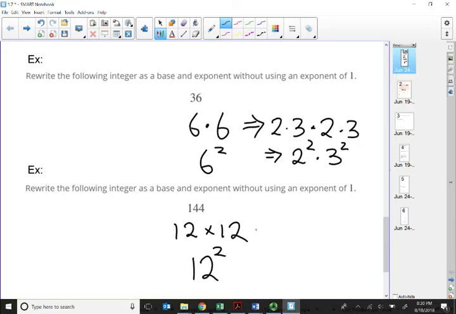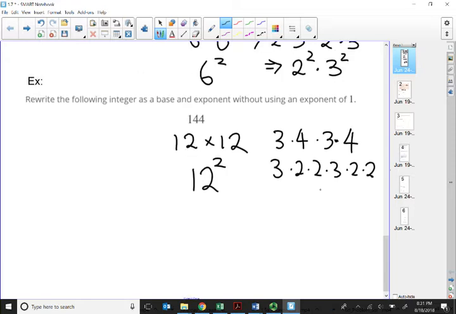So for 12, most people think of 12 as 3 times 4. And 4 itself is 2 times 2. So that's 3 times 2 times 2. So you can also write them as 2 to the 4th times 3 squared. See, that is not using exponent 1.